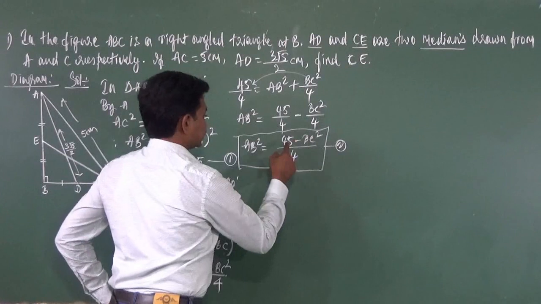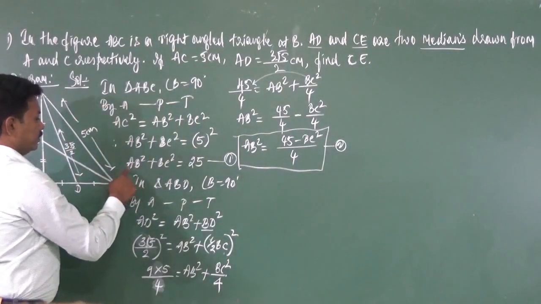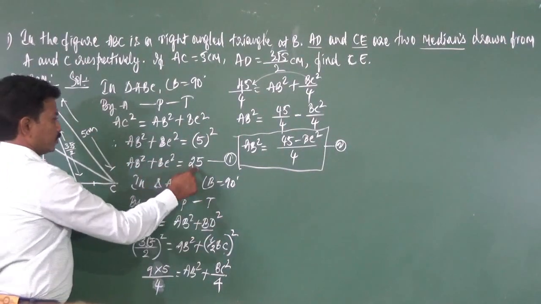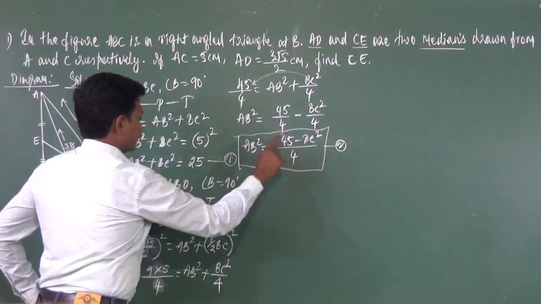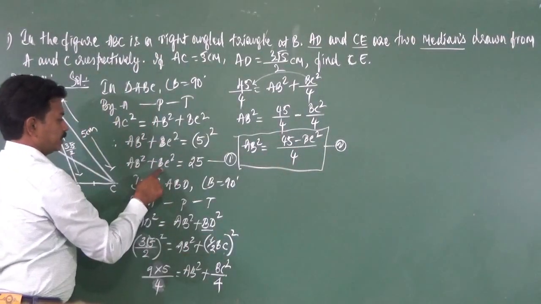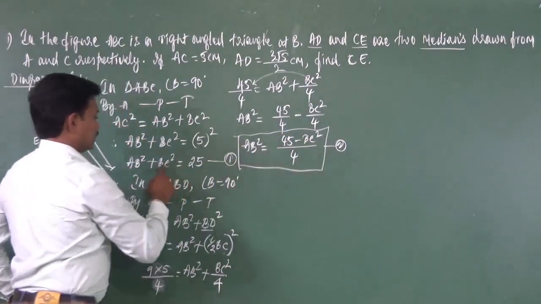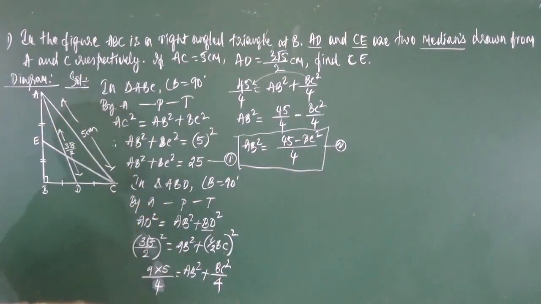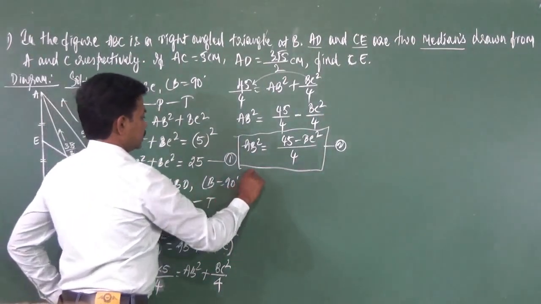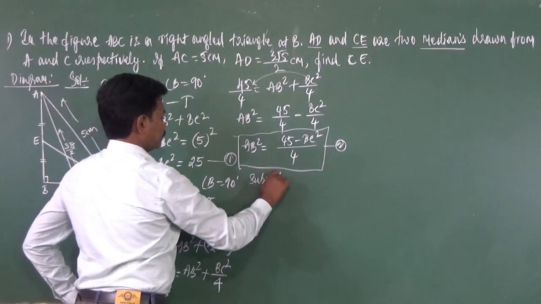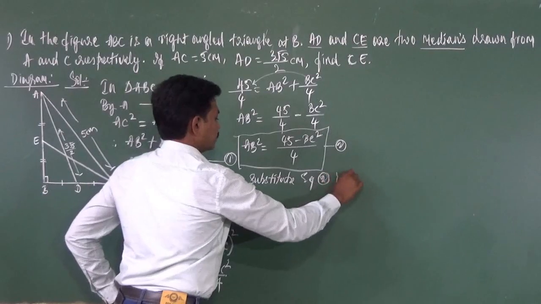So now let us substitute this equation 2 in equation 1, because in equation 1 we have AB square plus BC square is equal to 25. So instead of AB square, we will substitute this 45 minus BC square by 4, because here also we have BC square. In the substitution of AB square, also we have BC square. So like terms will be there. So therefore, we can easily find out the value of BC square. So now, substitute equation 2 in equation 1.